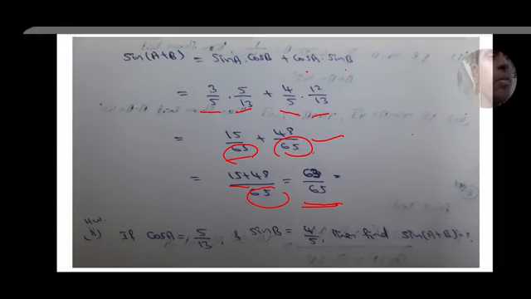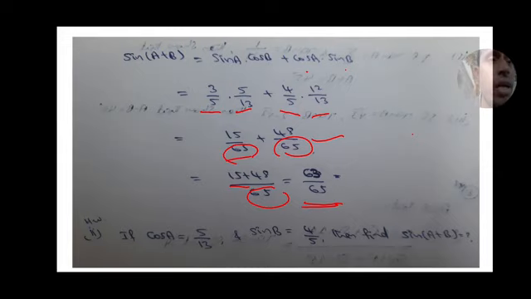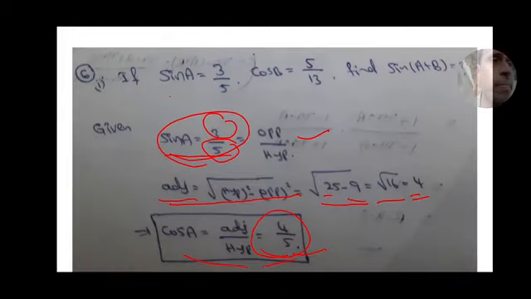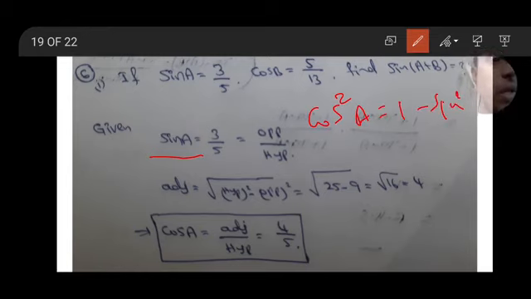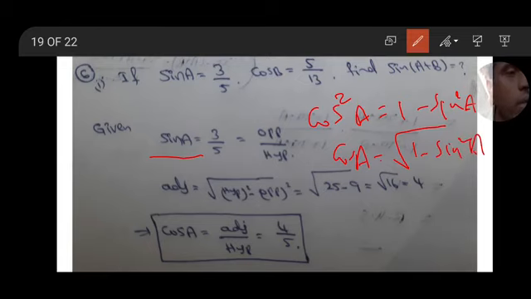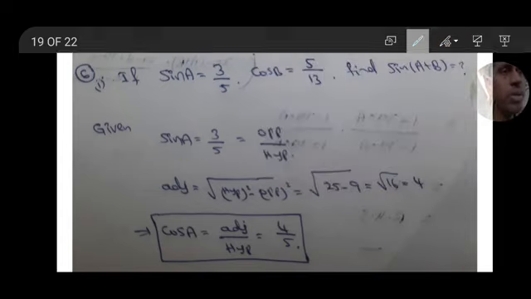Okay, in this problem, sin A is given, cos B is given, and we found cos A and sin B. Instead of finding this using opposite side by hypotenuse, since sin A is given, we have the direct formula cos square A equal to 1 minus sin square A. That is, cos A equal to square root of 1 minus sin square A. Directly use this formula, it will come. Any method you can use.